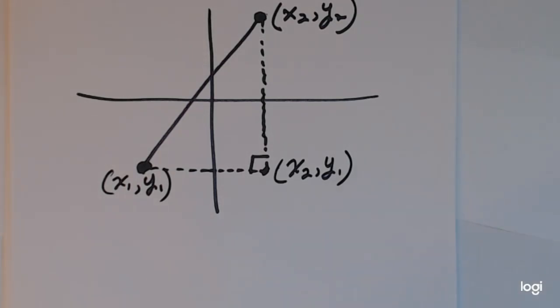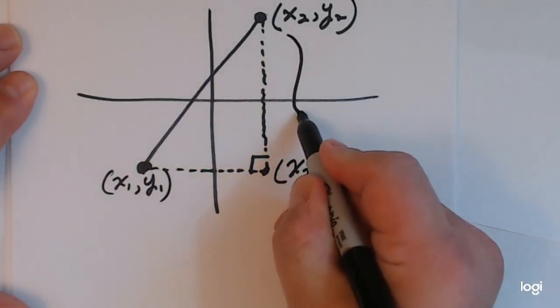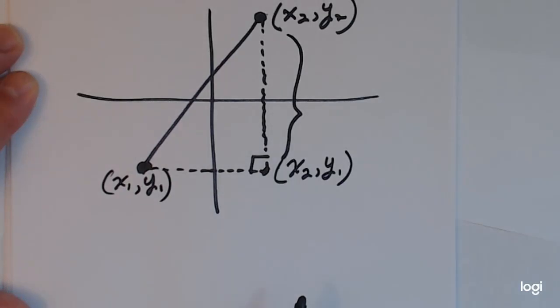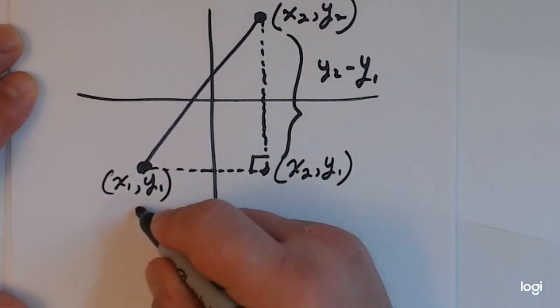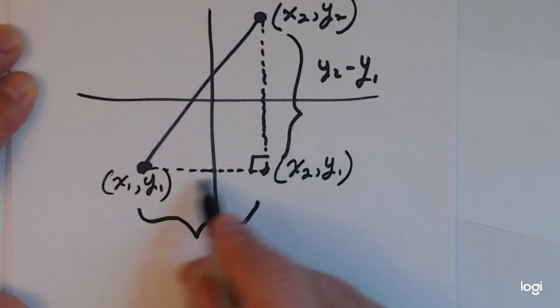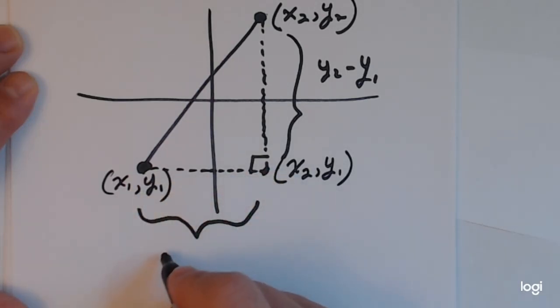Now that's the trick right there. That's the whole thing. So how do we get this distance, the length of this line segment right there? Well, that is y sub 2 minus y sub 1. And how do we get the length of this line segment between x sub 1 and x sub 2? That's just x sub 2 minus x sub 1.